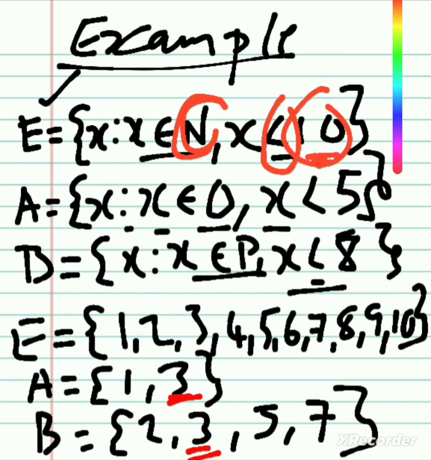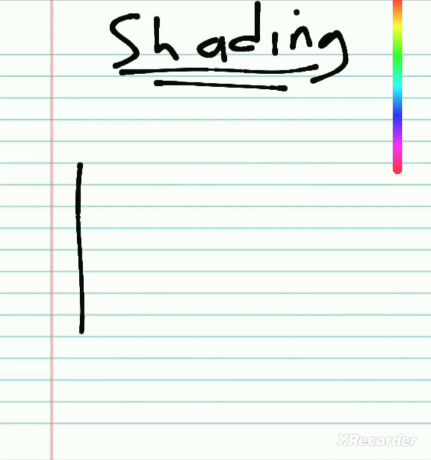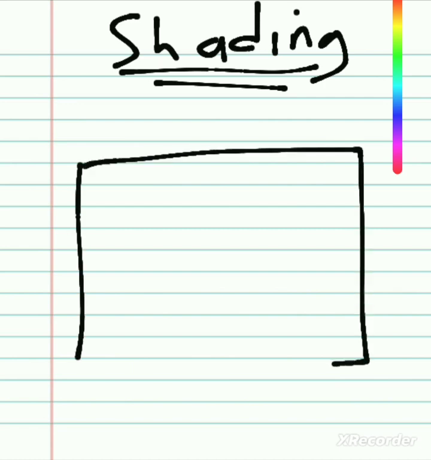Enough with set notations of this nature. We go to Venn diagrams for paper 1. So we're going to start with a concept called shading. Sometimes they'll ask you to shade, so you have to know some common types of sets and how you shade them.